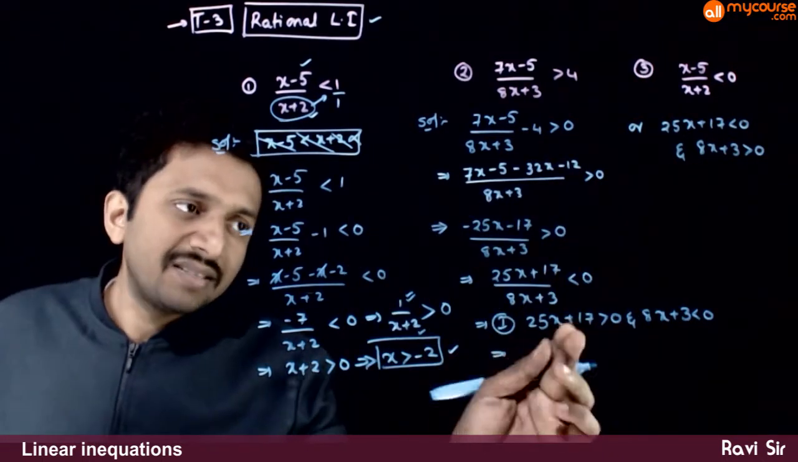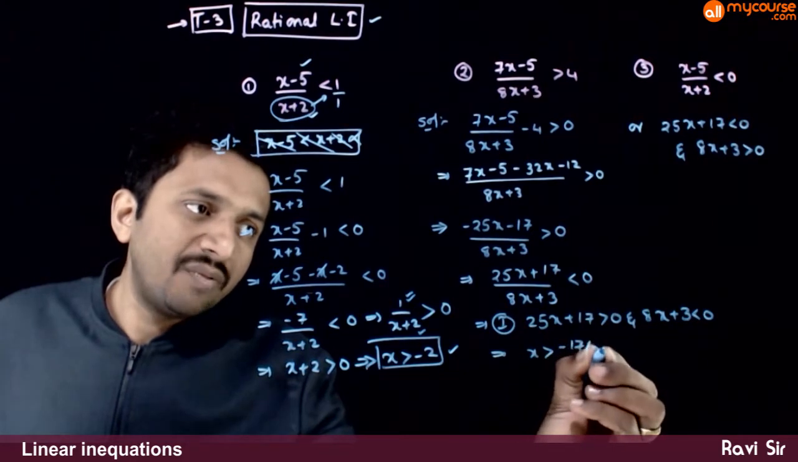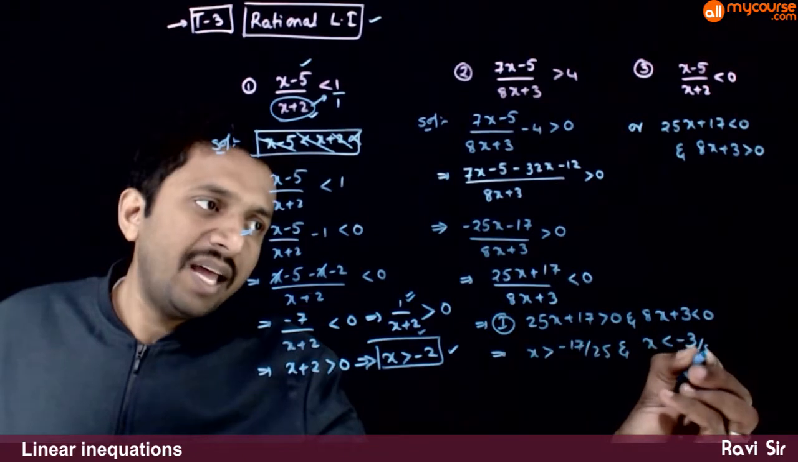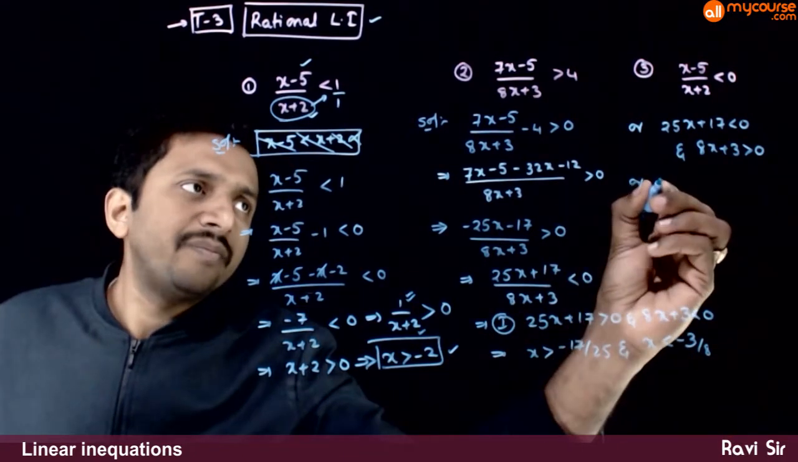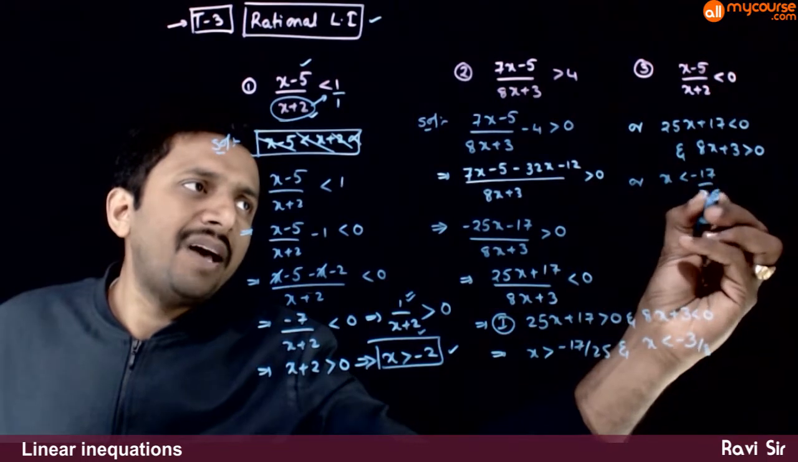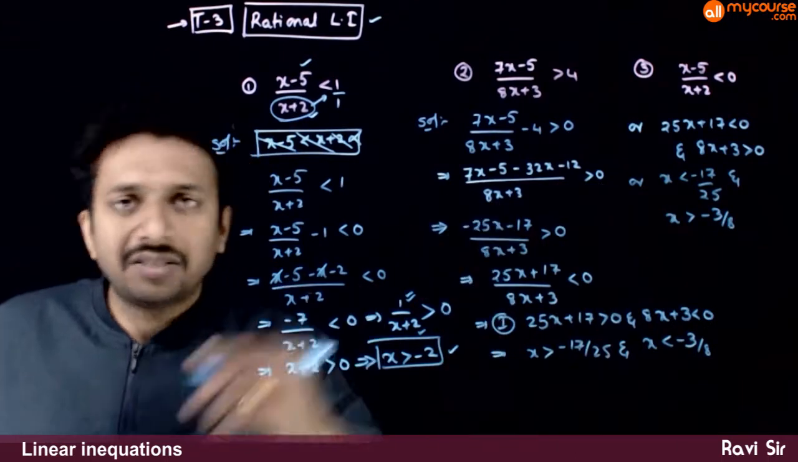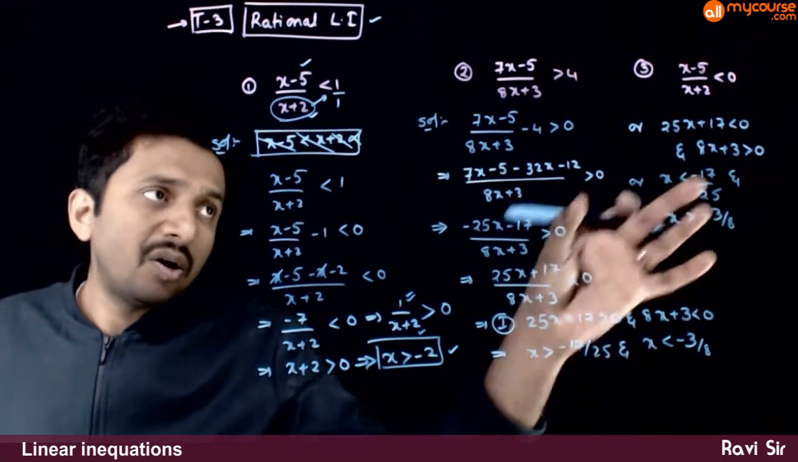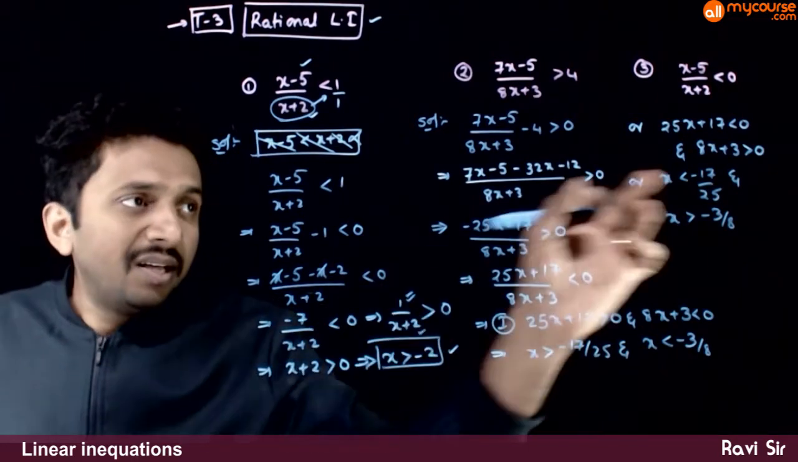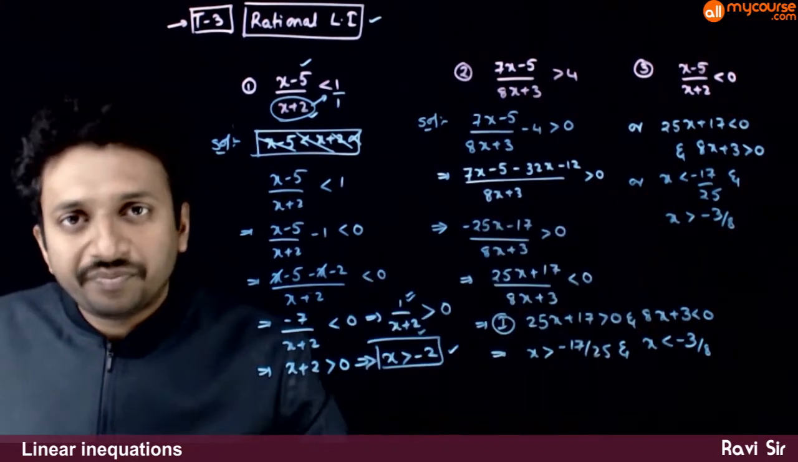So this implies x is greater than minus 17 by 25 and x is less than minus 3 by 8, or x is less than minus 17 by 25 and x is greater than minus 3 by 8. So either this or this. Here you need to find the simultaneous solution in each case. You have to find the union of these two.